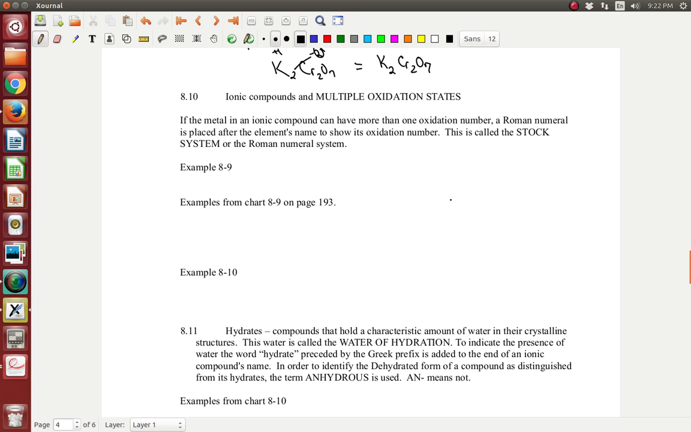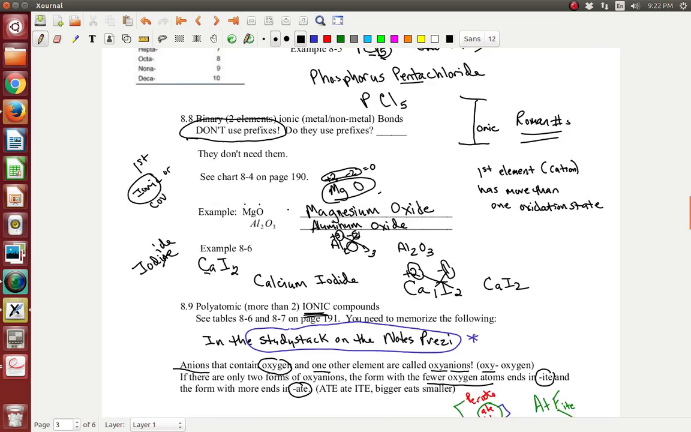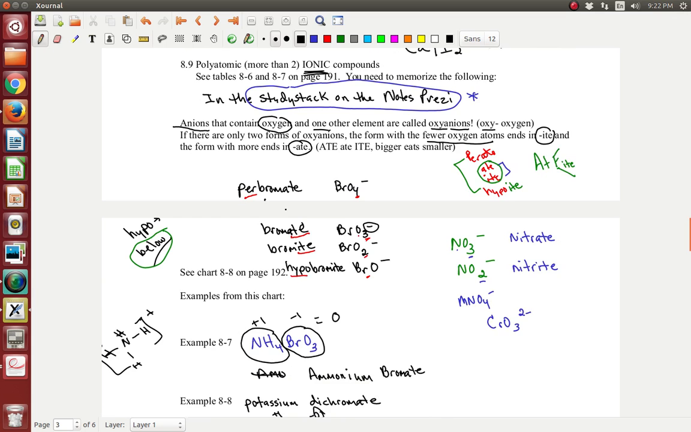Okay, ionic compounds with multiple oxidation states. I think I'm going to stop right here, and we will pick up on this when I get back from vacation. That way you just have to cover the first set: the covalent, ionic, and then the polyatomic ions. We'll deal with the multiple oxidation states when I get back.